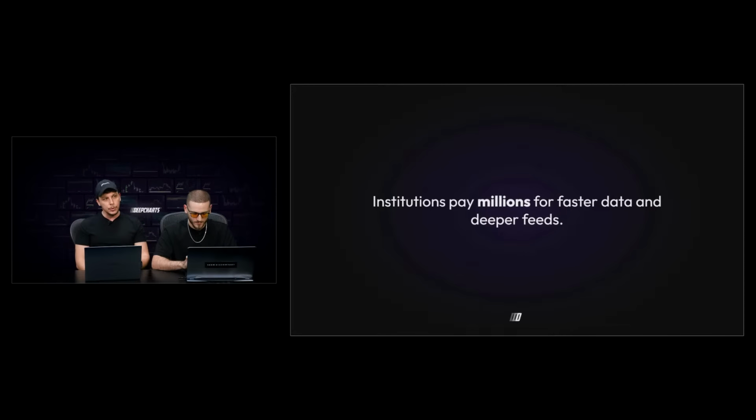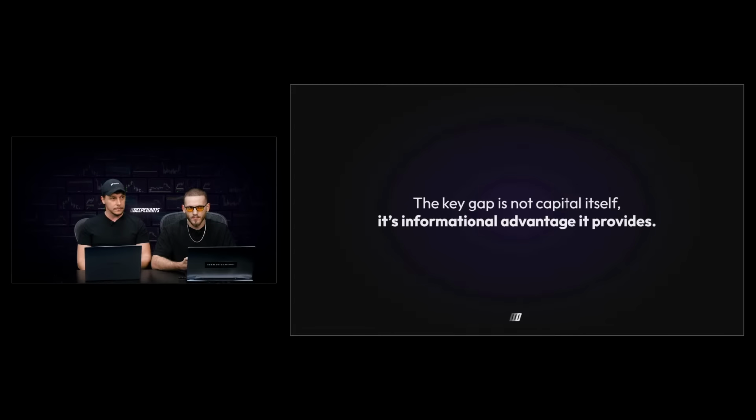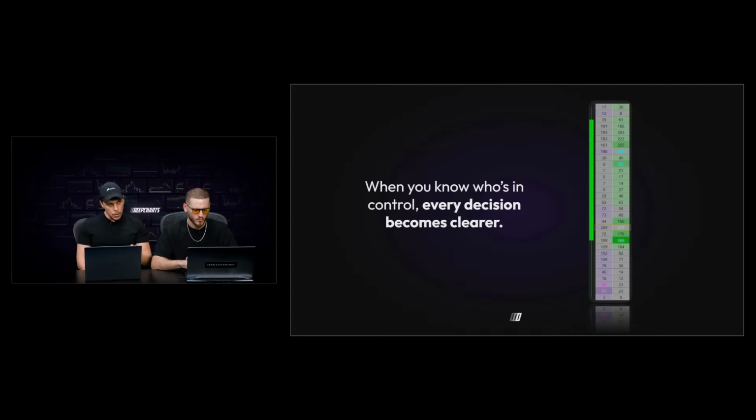Let's go on. Institutions pay millions for faster data and deeper feeds. Retail traders use free charts and dope. They go to the platform that costs less because they don't understand that the real price they pay is in the profit and loss of their account. This is the ugly truth. The key gap is not capital itself. It's the informational advantage it provides. When you know who is in control, every decision that you make becomes clearer.